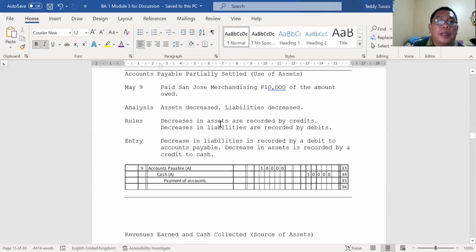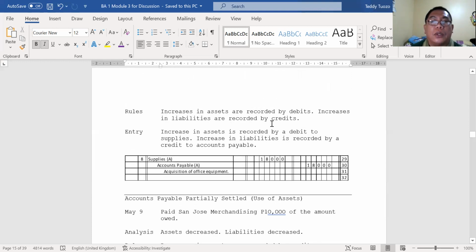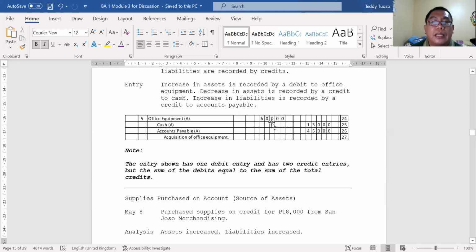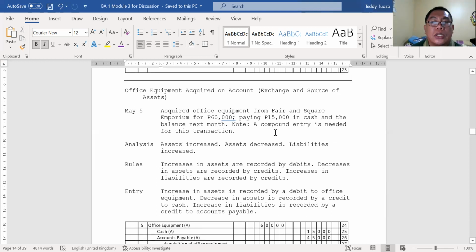Next, on May 9, paid San Jose Merchandising 10,000 for the amount owed. So he paid. Remember, there is a reference to San Jose Merchandising. So let's look at the San Jose Merchandising transaction.